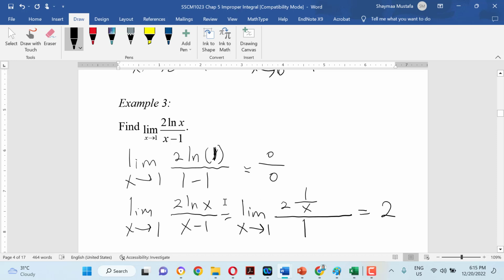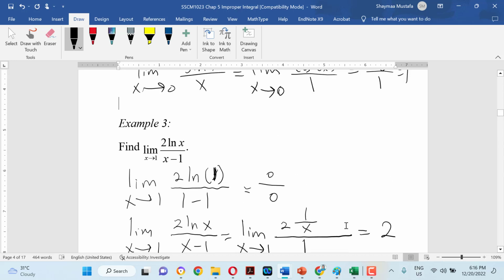2 is a constant, and the derivative of ln x is 1 over x. The derivative of the function x minus 1 is 1, since the derivative of x is 1. Now substitute 1: 1 over 1 is 1, multiplied by 2 is 2. So the limit equals 2.